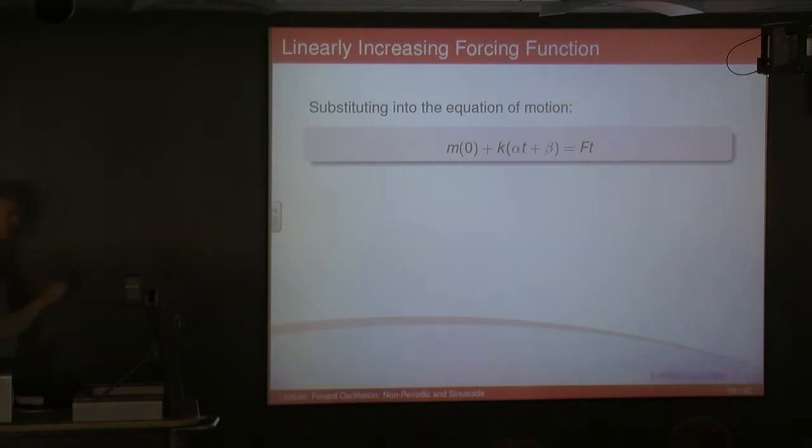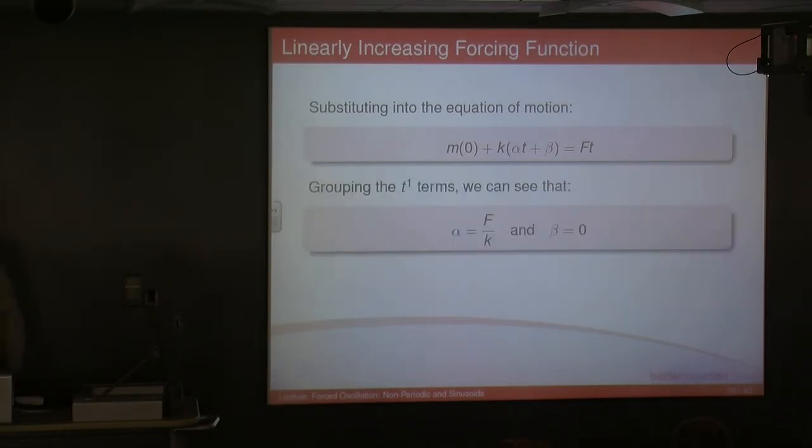Well, what you can do to find alpha and beta is you can group the terms together. So anything that's got a t in, you can set that equal to f t. And anything that's got t to the 0 in, you can set it equal, in this case, to 0. Okay? So it's quite clear to see that alpha is f upon k and beta is 0.